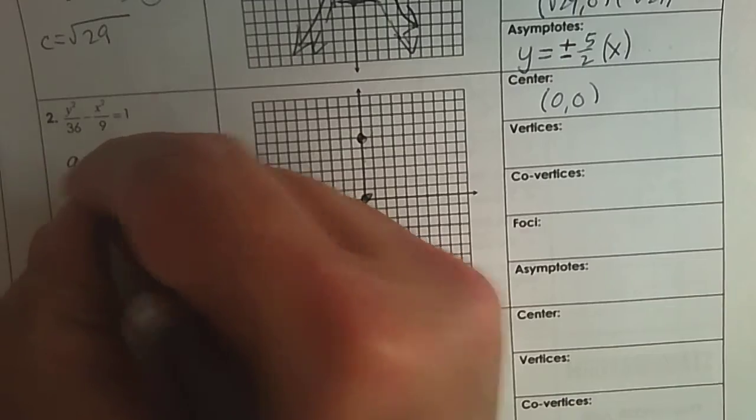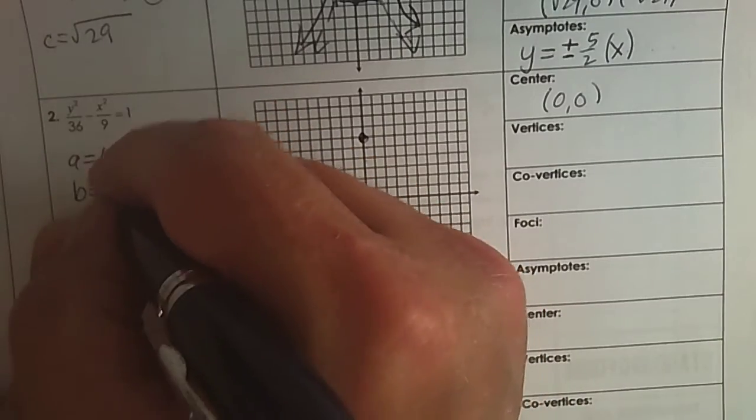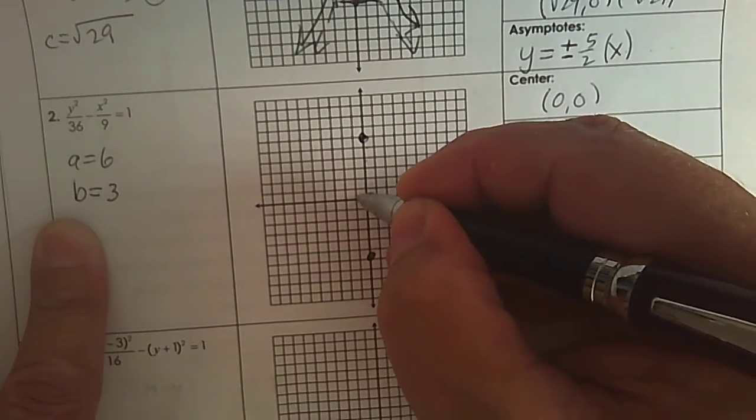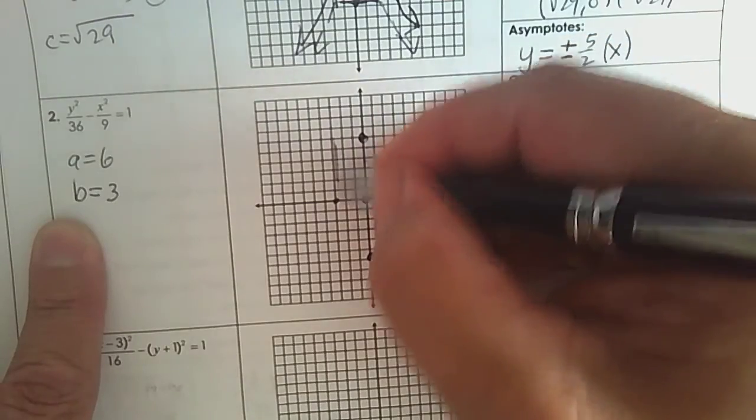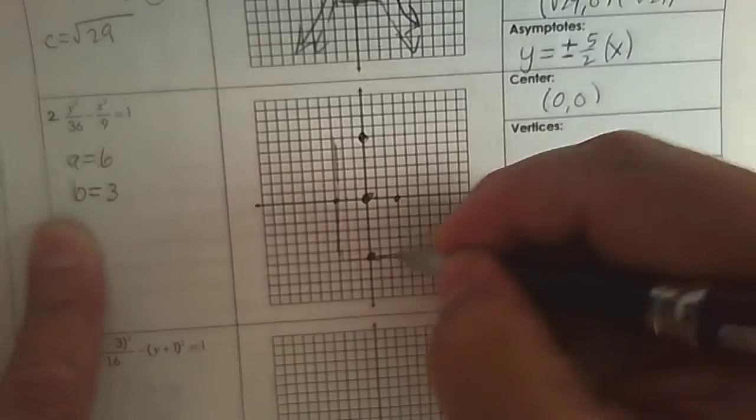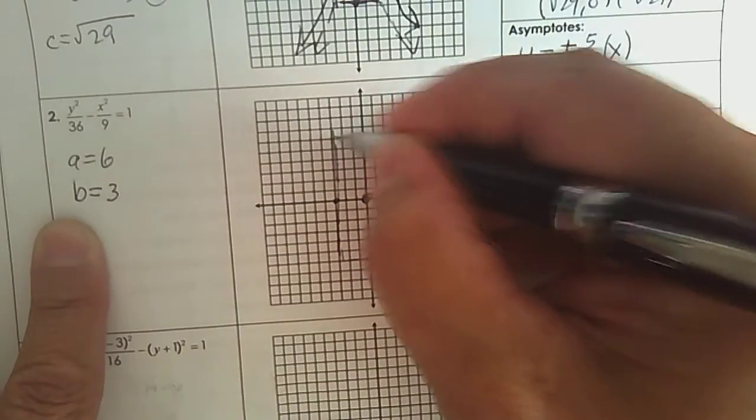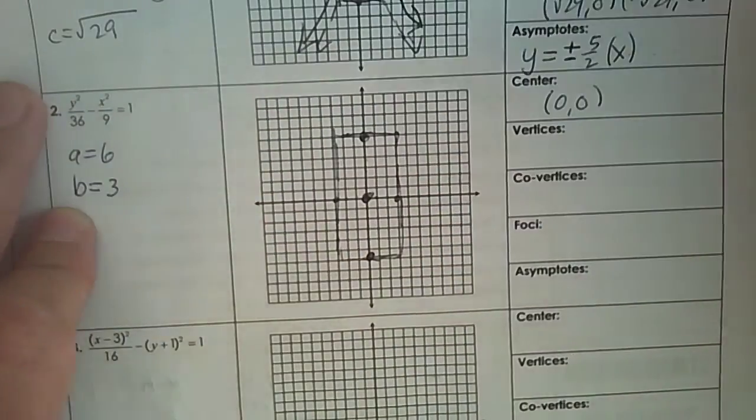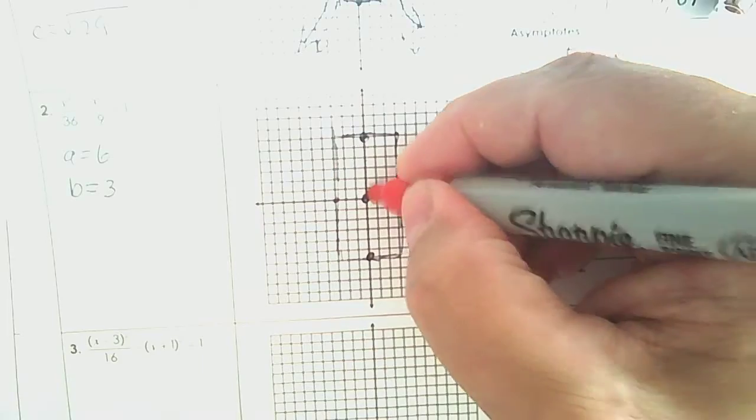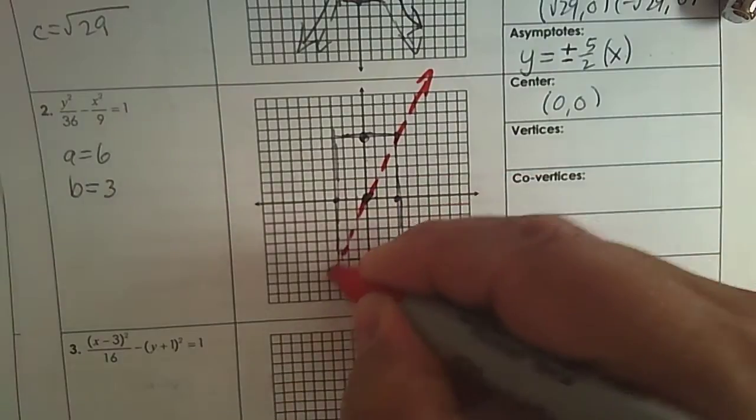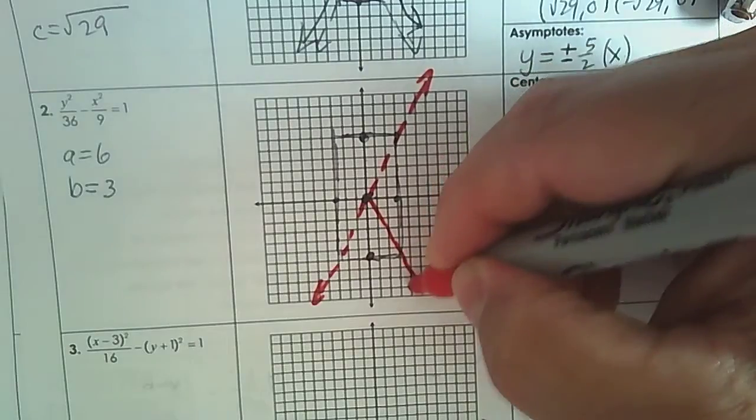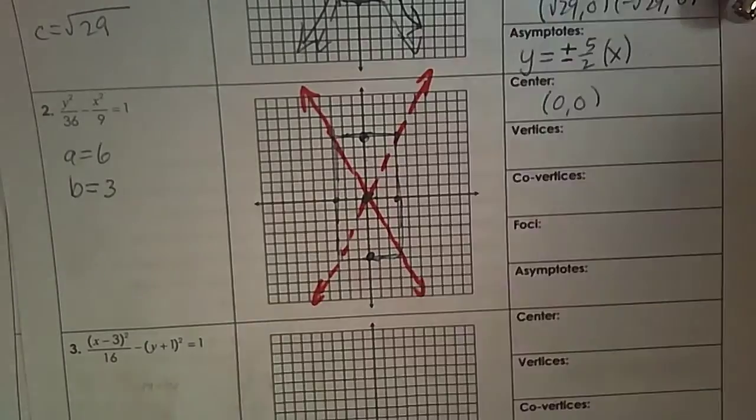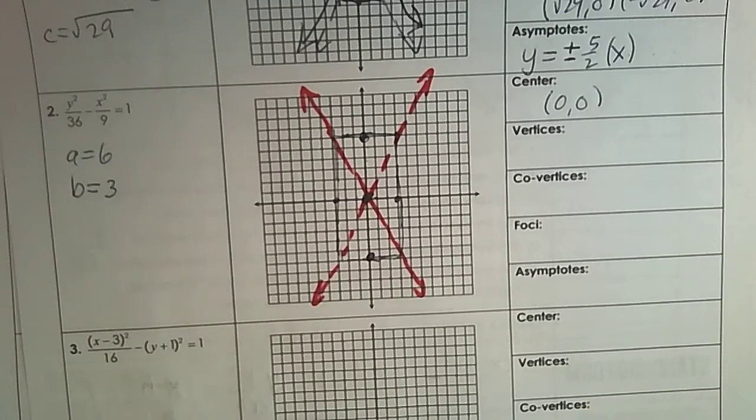My b is my minor axis, which is called the conjugate. That's the square root of 9, which is 3. So 3 to the right and 3 to the left. And then I'm going to draw my rectangle, that size. So from the center, draw this. Those are my asymptotes that go through the center and the corners of the rectangle.